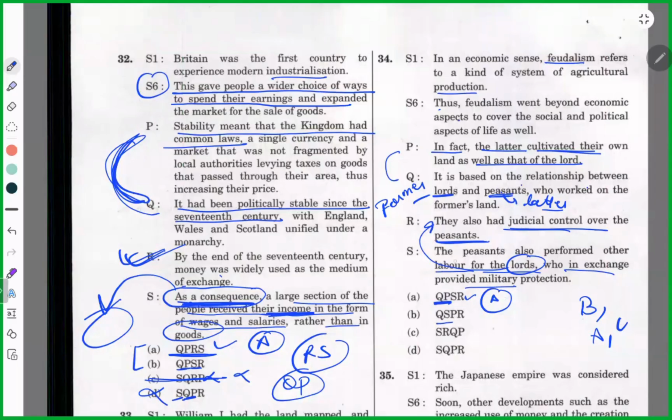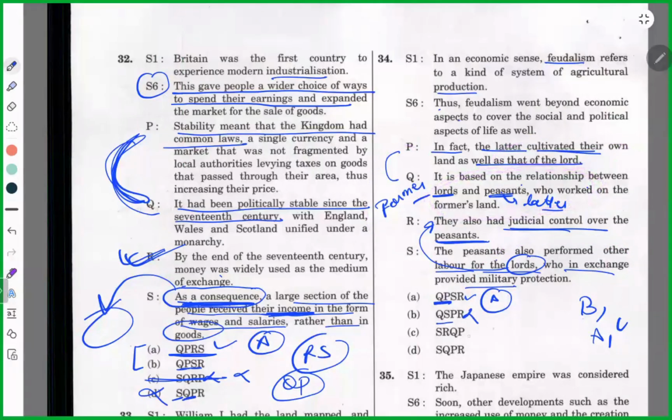Okay, fine. S: the peasants also performed. Wait, here they didn't perform anything. Why did the word "also" come? First, something has to be done, then only you write "also", like I study and also play football. So first, they just talked about the relation. They didn't do anything. That's why PS is a good relation, because they cultivated and also performed other labor for the lords. So PS is the right pair.